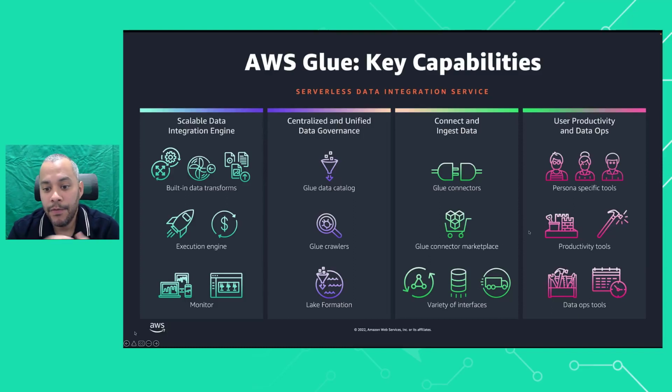Okay. From the connect and ingest data point of view, we offer Glue connectors. Okay, we offer connectors out of the box that you can use in order to connect to your data sources. Also, we offer the Glue connector marketplace in which you can use native AWS connectors, and also you can use third-party vendors' connectors. Okay, so if you have a use case in which you need to consume data from a source that is not related to AWS, to give you an example, there is the right place for you to go and see if we support that integration.